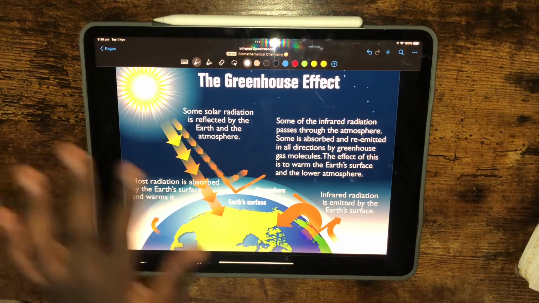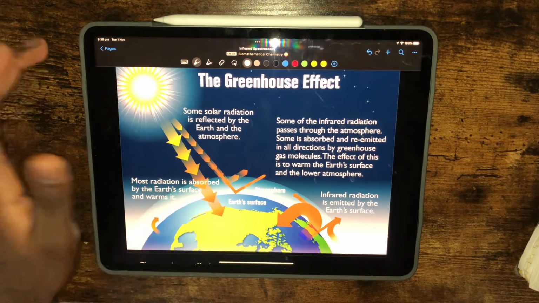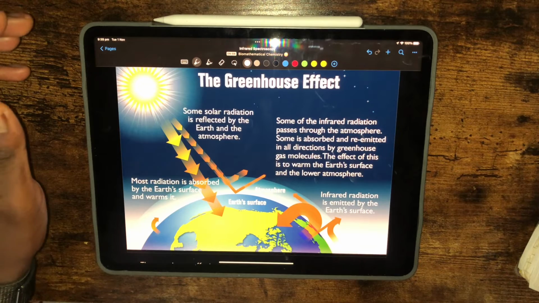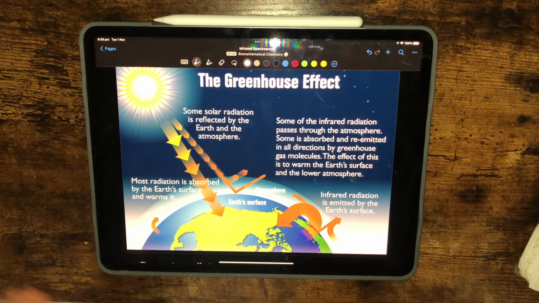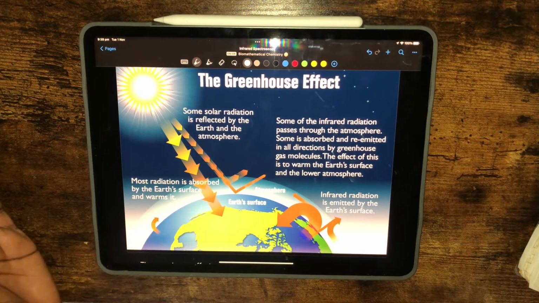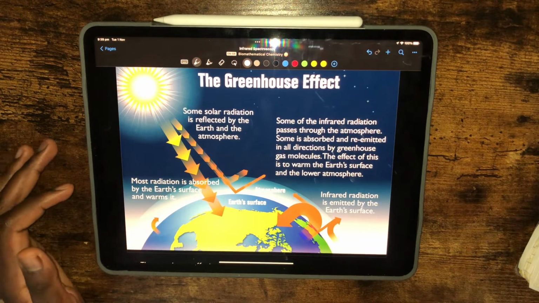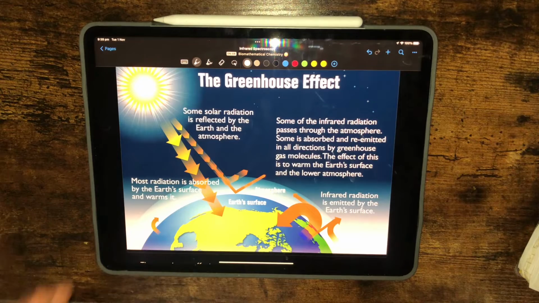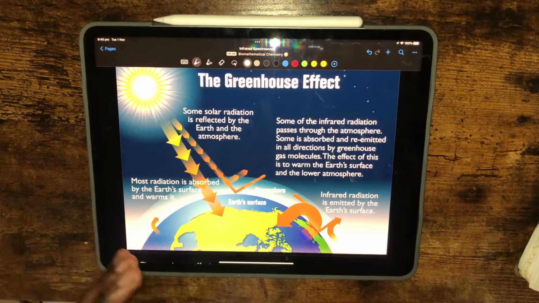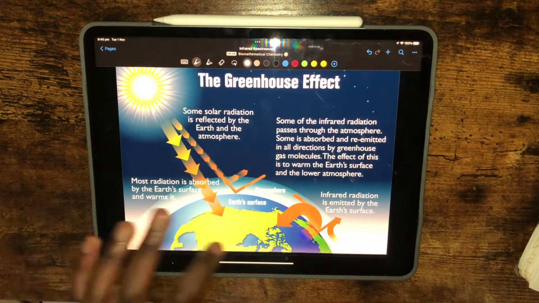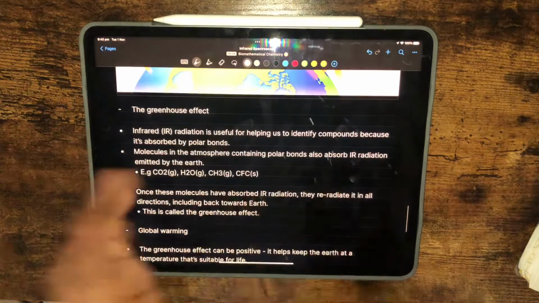Some of it goes back out into space, and some of it gets re-emitted back down to Earth. And that's not a bad thing, because that keeps the Earth warm. But at the rate that humans are doing it, we're constantly putting out these greenhouse gases. Too much of that infrared radiation is returning back down to Earth, and that causes global warming. And we already know what the problems are with that.